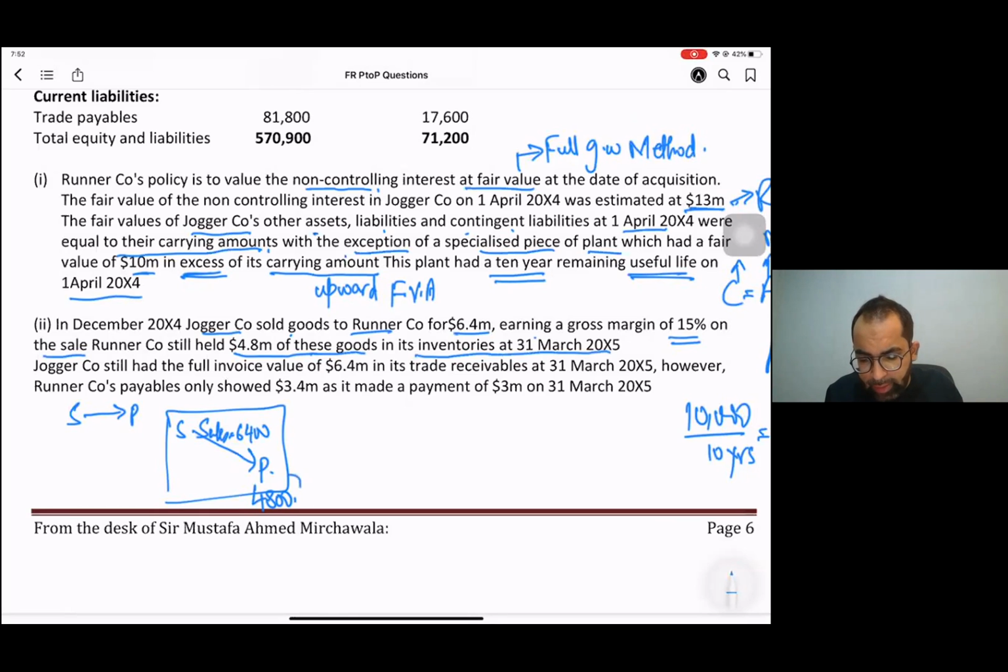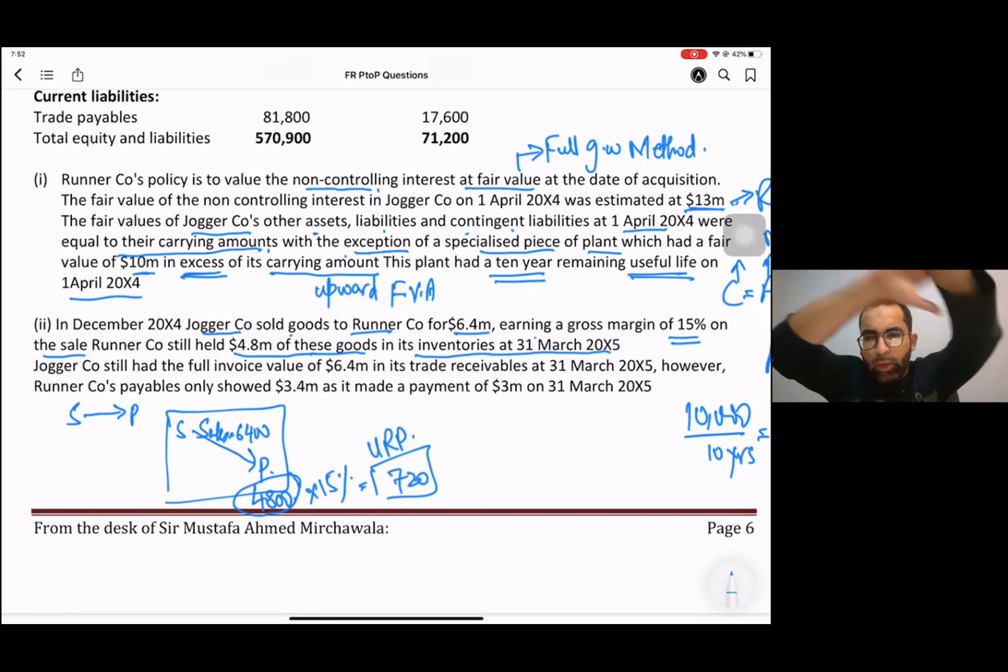Some students do it directly. As the year end unsold inventory is 4,800, URP is present inside this inventory, so you can directly multiply it with 15%. Sir, why are you directly multiplying with 15%? Because this 4,800 is the cost of P company but the selling price of S company, and S company charges 15% profit on sales. So this will give you 720. This is your URP.